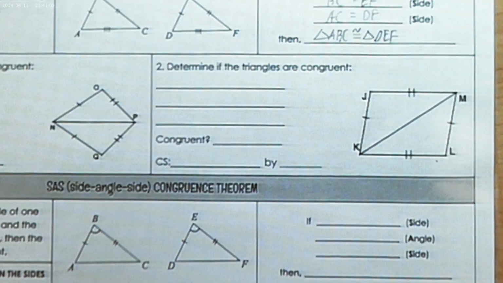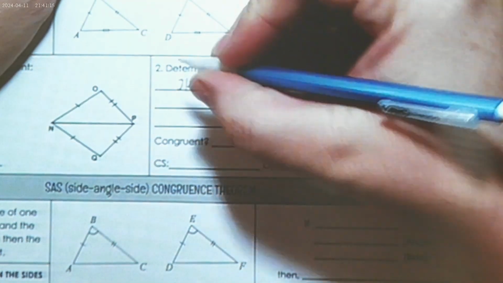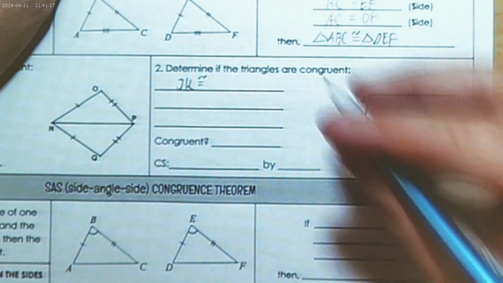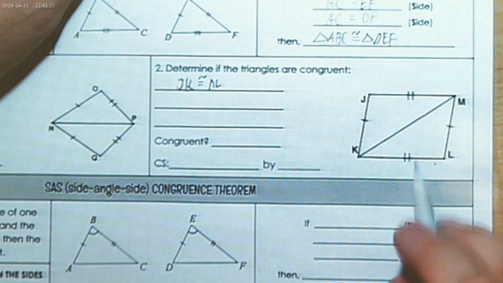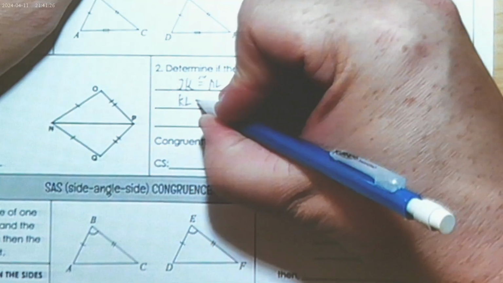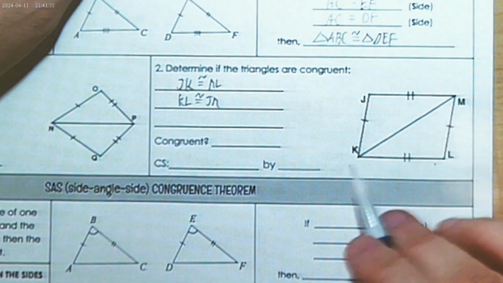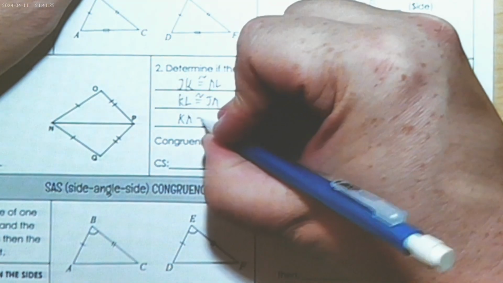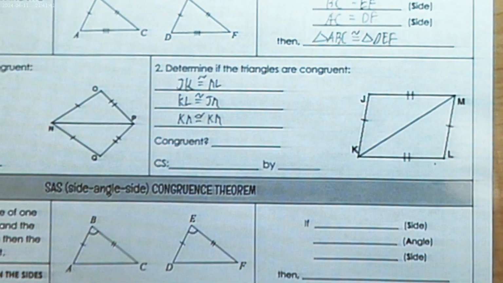All right, let's see. Determine if the triangles are congruent. Well, I like their odds, but let's get started. I've got JK is congruent to ML, because of the little marks here. Then I've got KL is congruent to JM. And then again, I've got KM is congruent to KM. So one of the questions I'm sure you've asked is, if I've got a shared side like this, do I have to list it as part of the proof? Technically, yes.